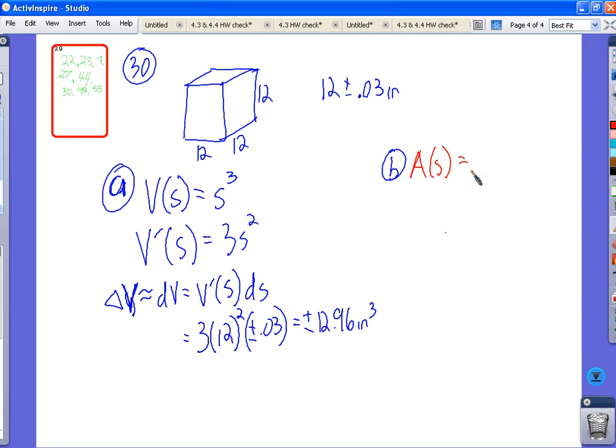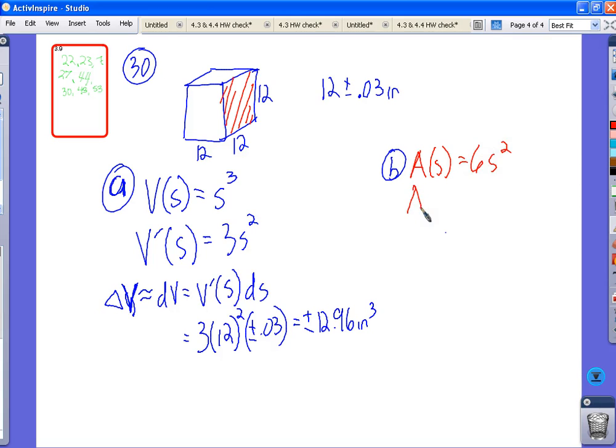S squared, and V squared. Well, S squared would give us the area of one side. There are six sides, so it's side S squared times 6, which is 6S squared. This gives you the area of one side, and this gives you the area of all six.